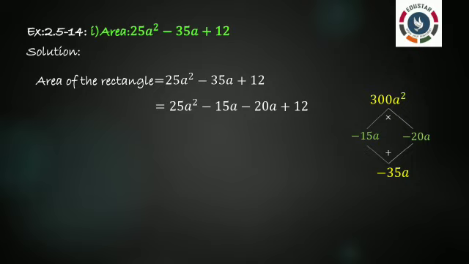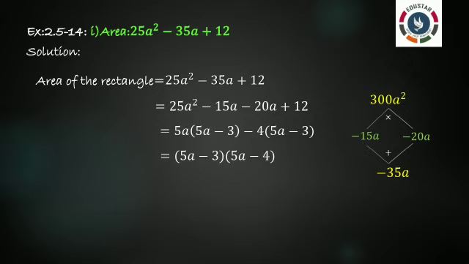In the first two terms, what do we have common? 5a. So take that 5a outside. We will get 5a into 5a minus 3. And in the next two terms, what do we have common? Minus 4. So take that minus 4 outside. We will get minus 4 into 5a minus 3. So our next step will be what? 5a into 5a minus 3 minus 4 into 5a minus 3. Here we have 5a minus 3 as common. So take it outside. We will get 5a minus 3 into 5a minus 4.